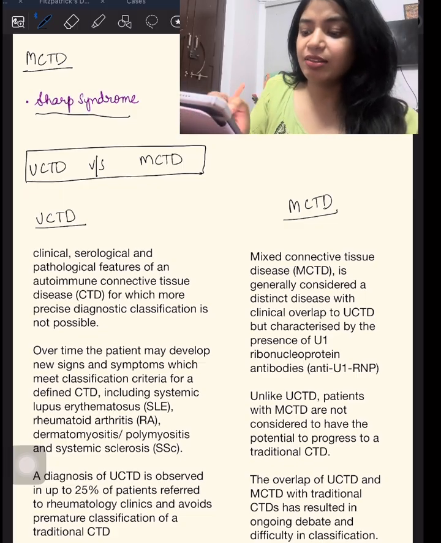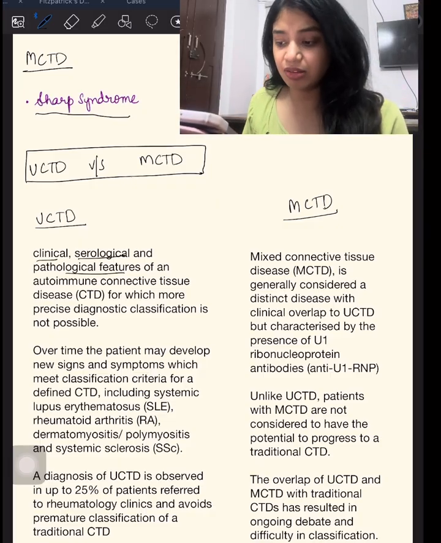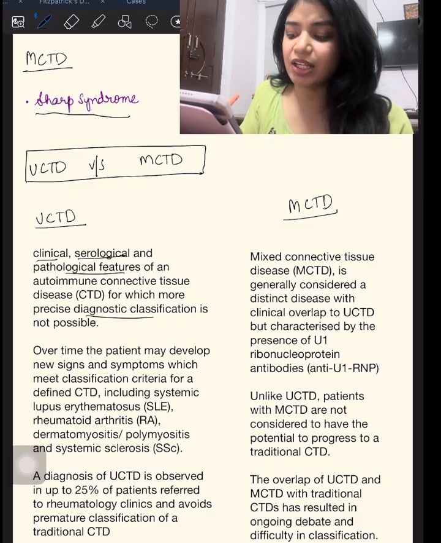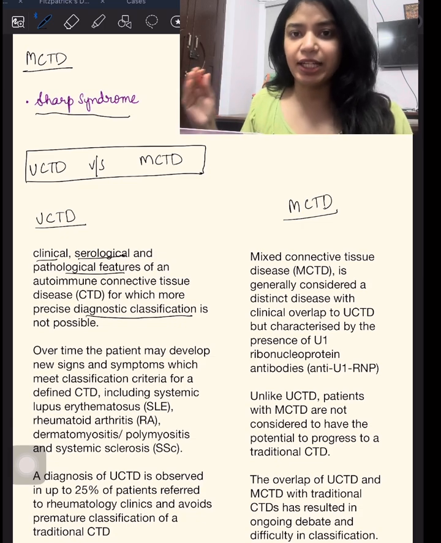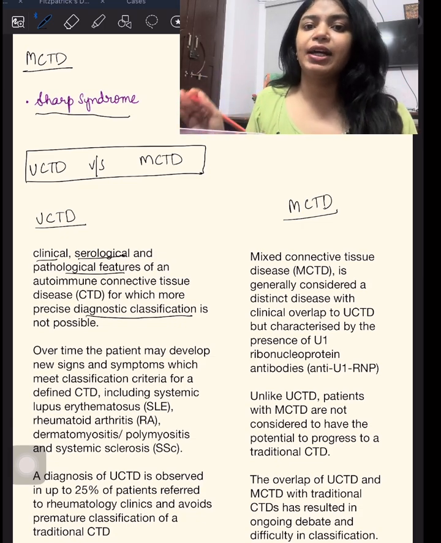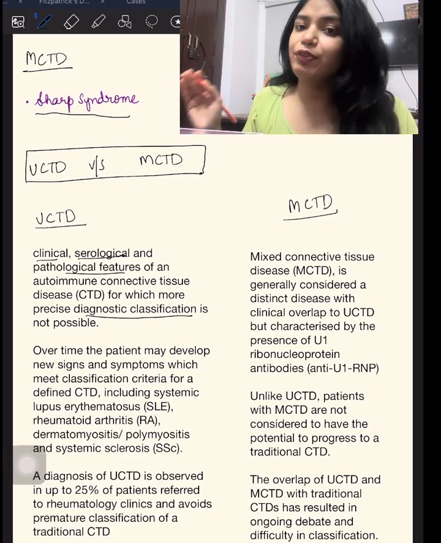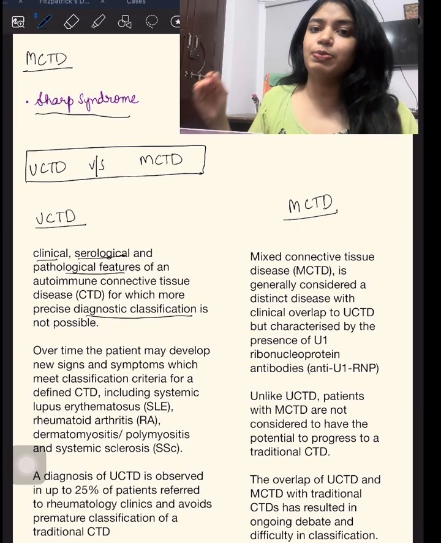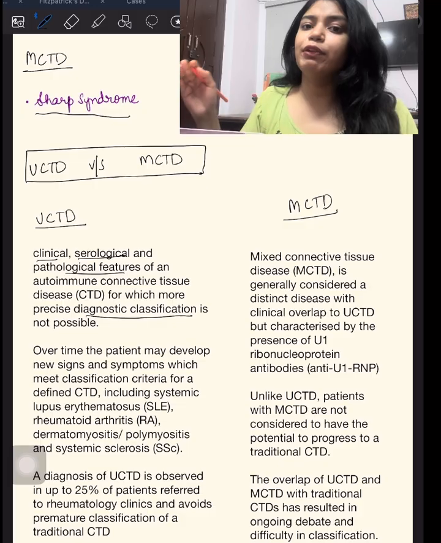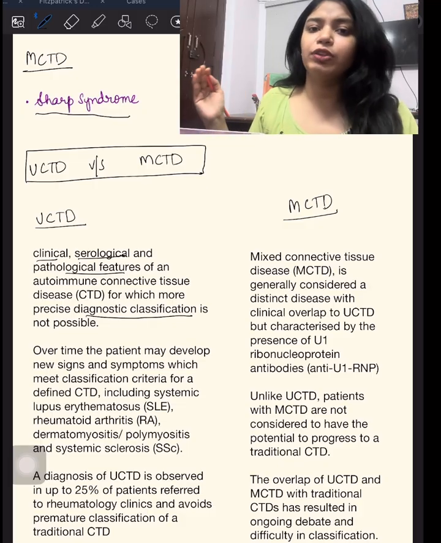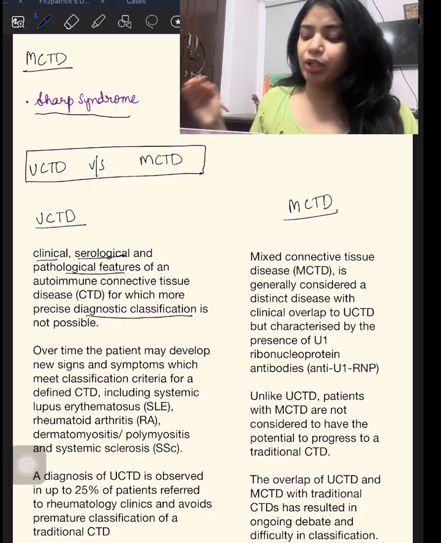Anything which has clinical, serological and pathological features of an autoimmune connective tissue disease for which a precise diagnostic classification is not possible. That means there are some features present in the diagnostic criteria, but it is not meeting the entire diagnostic criteria. So that time we will call the term undifferentiated CTD. Now over time these patients develop new signs and new symptoms which ultimately get fit into one of the diagnostic criteria of any of the traditional CTD, such as SLE or systemic sclerosis or even rheumatoid arthritis.